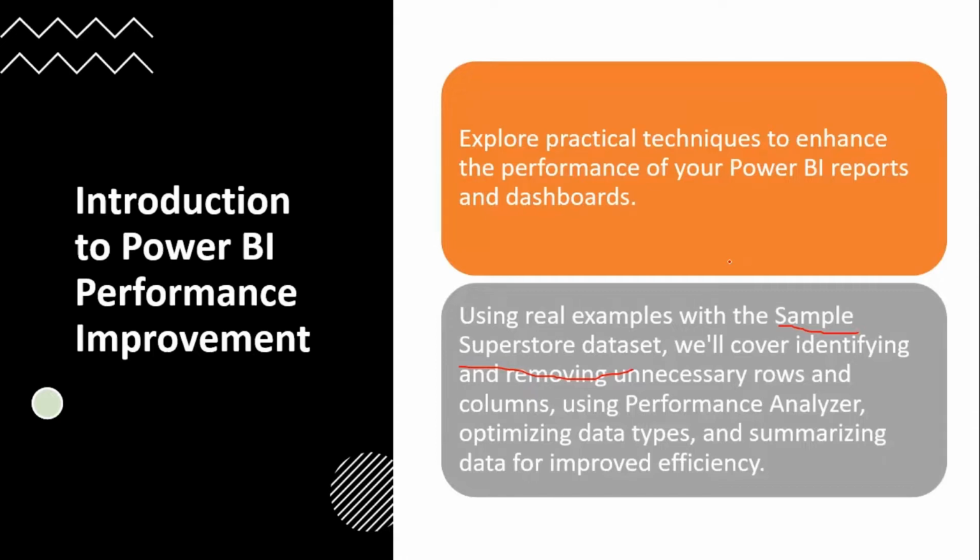Okay. So in real examples of sample superstore data, we will cover identifying and removing the unnecessary rows and columns. We will see how we can identify the performance using the performance analyzer, how we can use optimizing data types, and summarizing data to improve efficiencies, right? So let's get to the first part, and we will see all these things by implementing them in Power BI, right? So let's get into it.